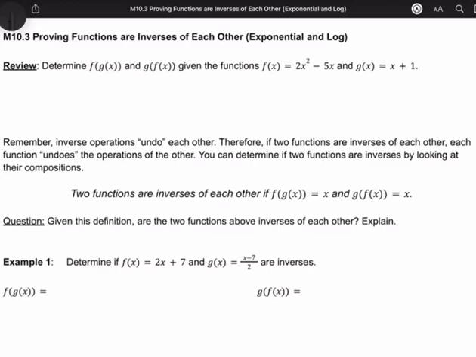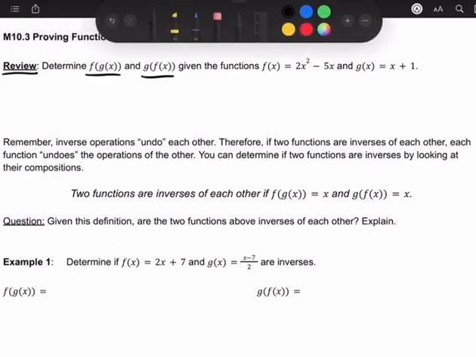Hello everyone. Today we'll be looking at how to determine if two functions are inverses of each other. Before we look at how we do that, we're going to first make sure we know how to find composite functions. So let's use this review problem to find the composite functions f of g of x and g of f of x, given that f of x equals 2x squared minus 5x and that g of x equals x plus 1.